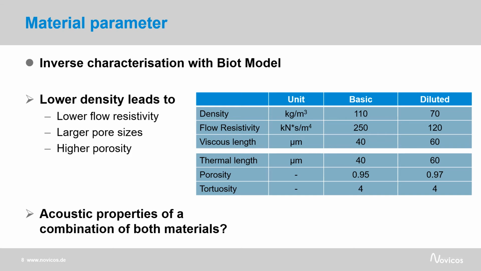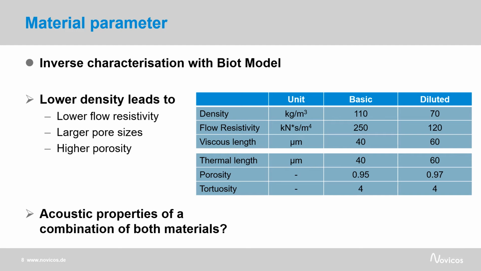Only small influence on the absorption coefficient have thermal length, porosity, and tortuosity. The thermal length is larger for diluted because of the same reason as for the viscous length. The porosity of diluted is a little bit higher due to the lower density. The tortuosity might be similar for both samples.